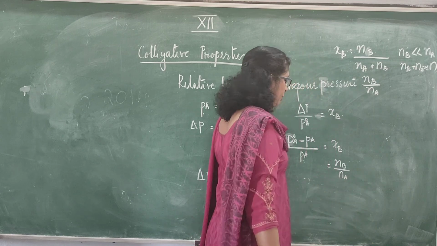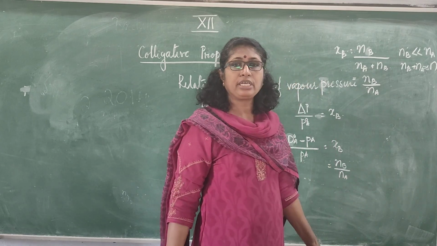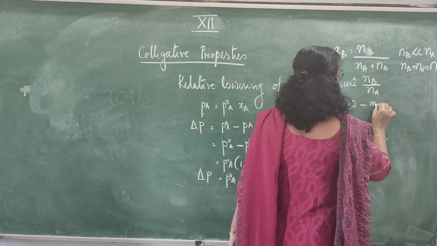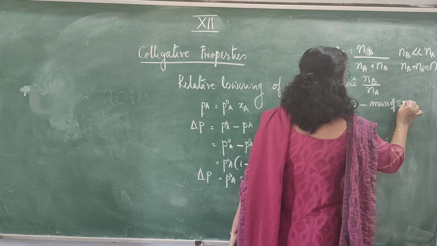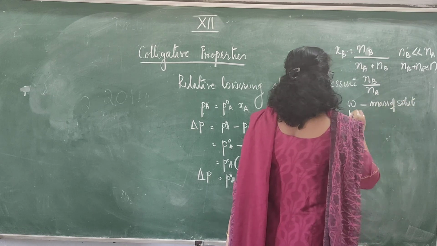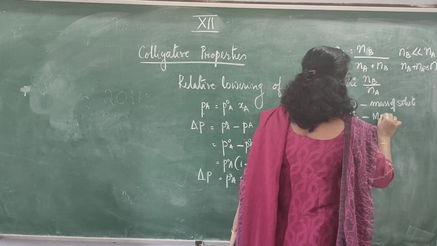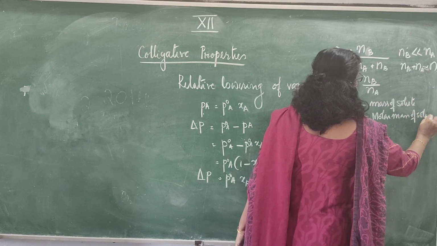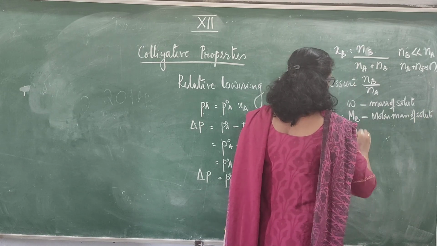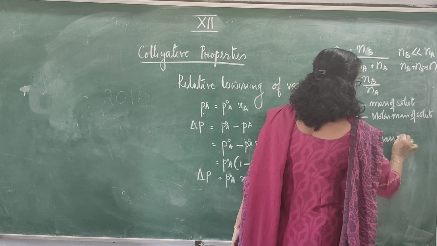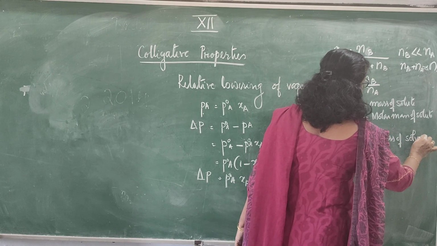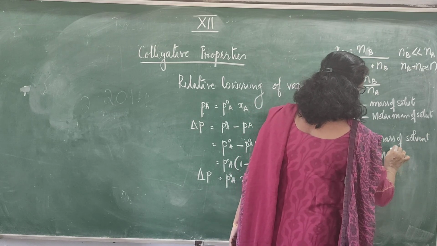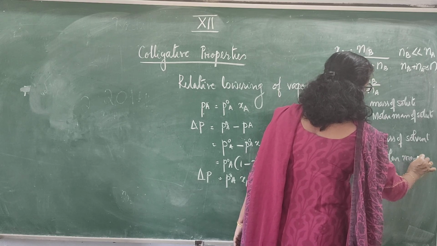Now, what is nB? The number of moles of solute. And the number of moles is equal to the given mass by the molar mass. Small w is the mass of solute. Then MB is the molar mass of solute. Then capital W is the mass of solvent. And MA is the molar mass of solvent.